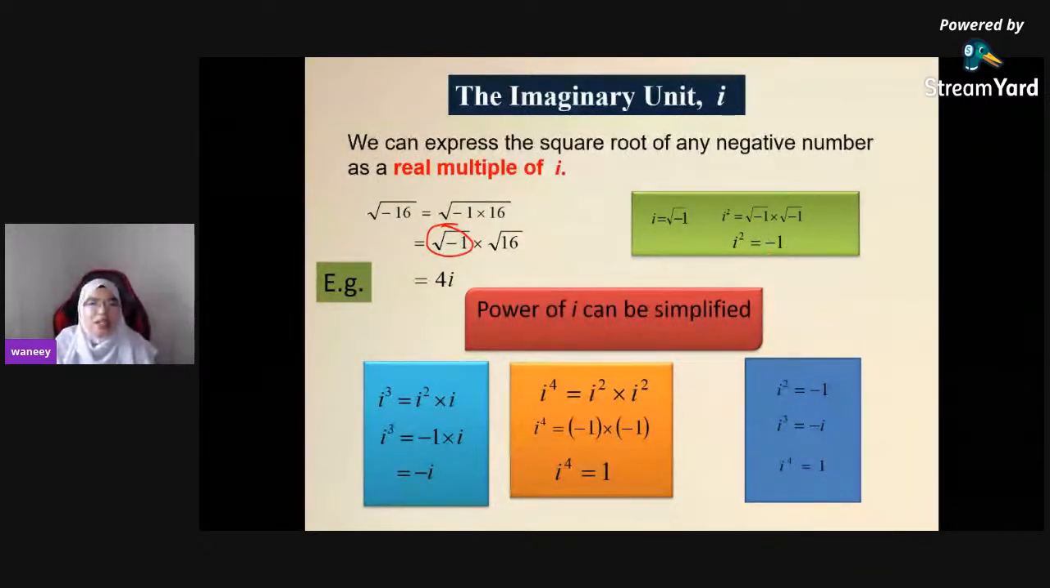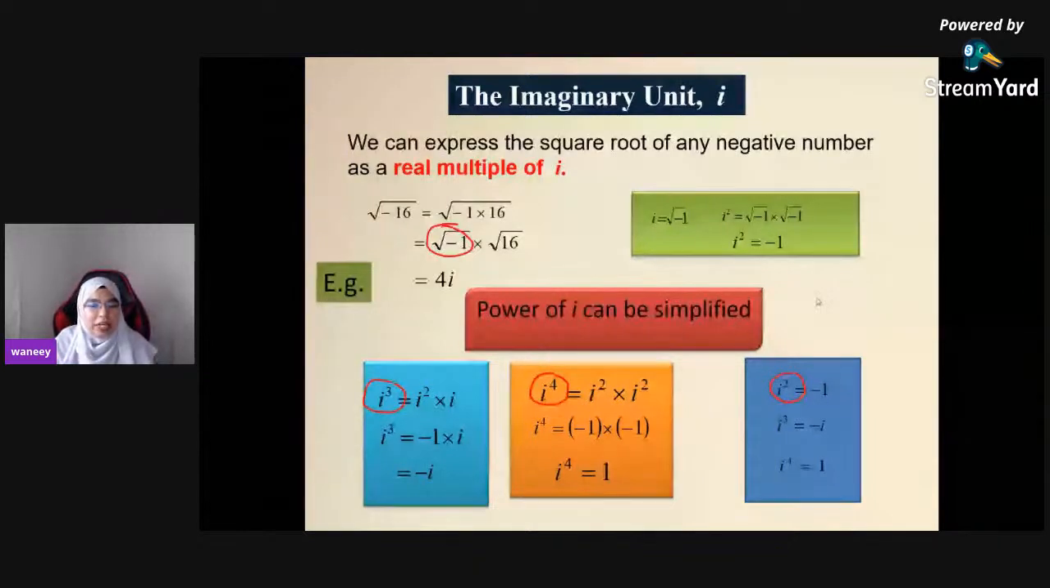One thing that you should take note of is that the power of i can be simplified. That means if you end up with i cubed, i to the power of 4, or i squared, you should be able to simplify them. The highest power of this imaginary unit should only be i to the power of 1. Other than that, you can easily simplify them.